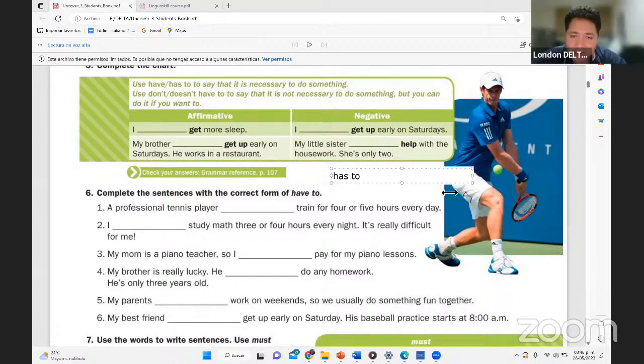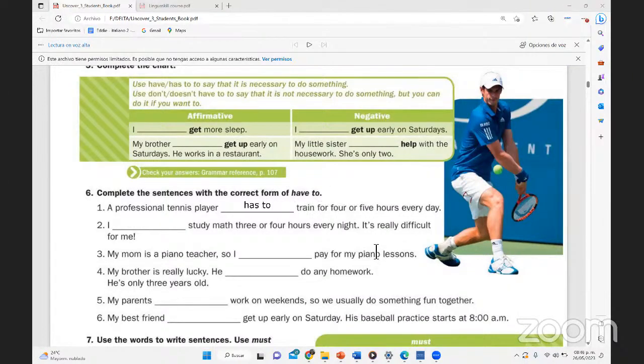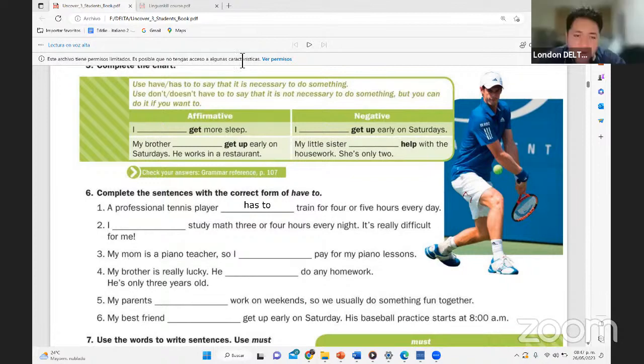Entonces, ¿qué dice la oración? ¿Puede ayudarnos a traducir? Un jugador de tenis profesional tiene que entrenar por 4 o 5 horas cada día. Muy bien, excellent. Diego Quiñones, help us with number 2.